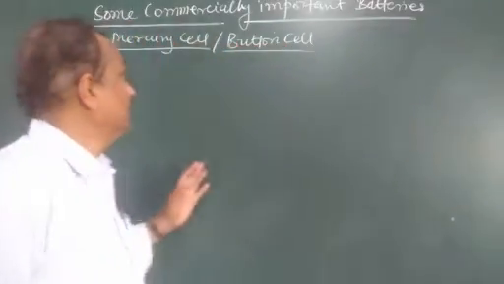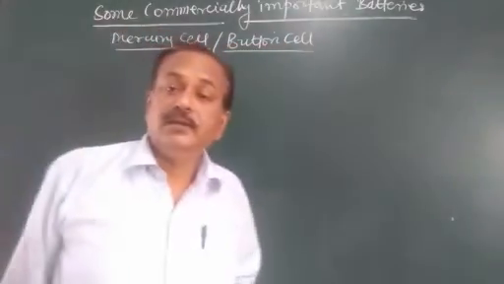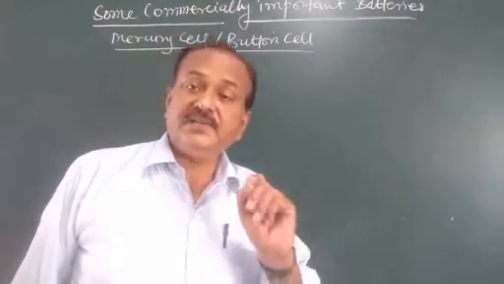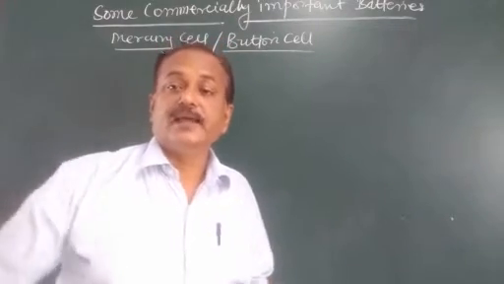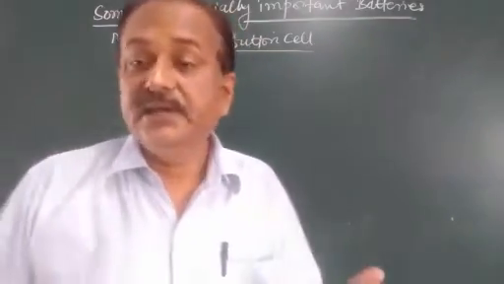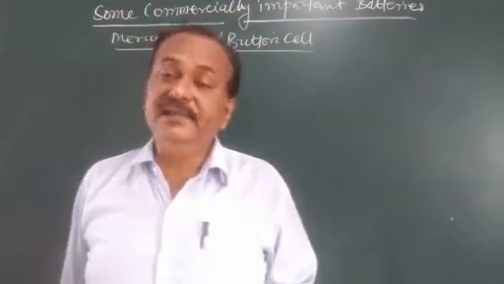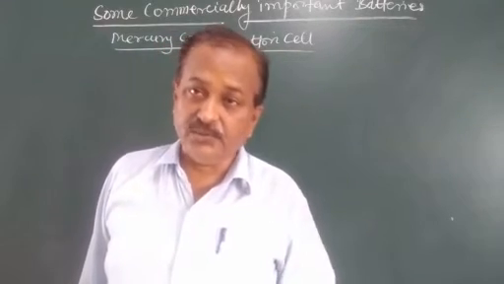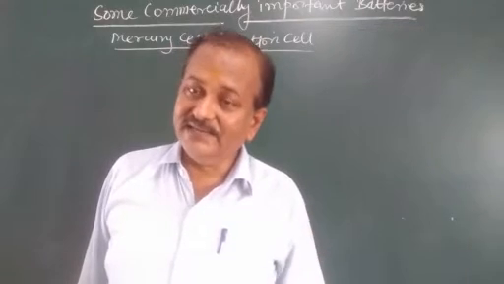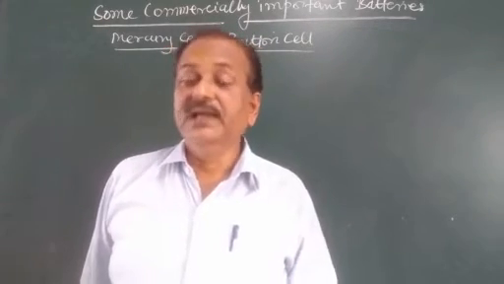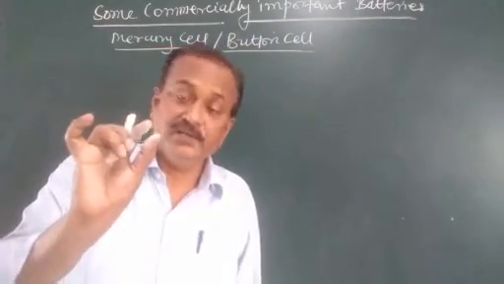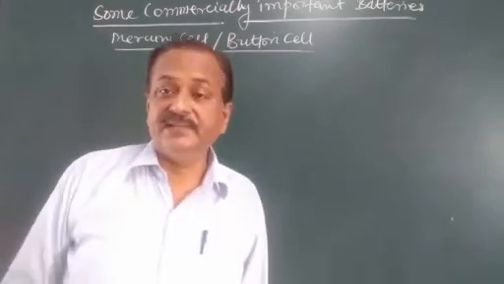Now, the next cell is the mercury cell, or the button cell. Children, this is very important because these cells are used nowadays in a large number of appliances like watches powered by batteries, calculators, hearing aids, and countless others. And why are they called button cells? Because they are just like a button. You all have seen them.